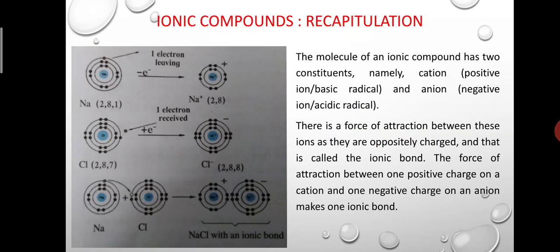Ionic compounds. The molecule of an ionic compound has two constituents, namely cation, that is positive ion or basic radical, and anion, that is negative ion or acidic radical. There is a force of attraction between these ions as they are oppositely charged, and that is called the ionic bond. The force of attraction between one positive charge on a cation and one negative charge on an anion makes one ionic bond.